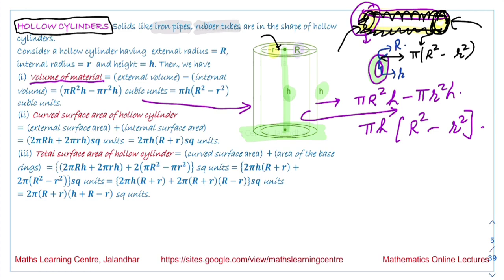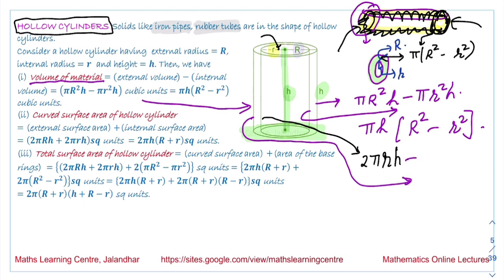Second thing is the curved surface area of the hollow cylinder. So there are two portions again. One is the inside portion. For the inner portion, the area is 2 pi small r h. And for the outer portion, the area is 2 pi capital R h. This is the lateral area of these cylinders. The first is for the inside portion, and this is for the outer region.